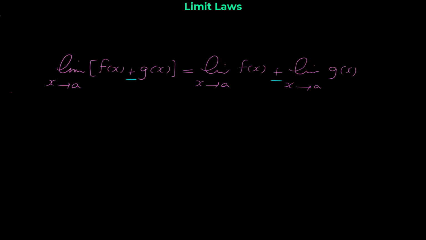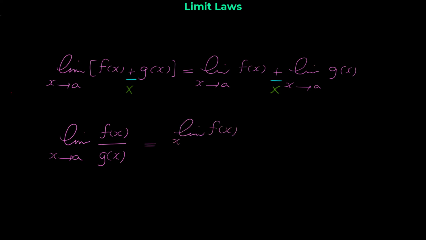So if we have limit of f of x times g of x, we can write it as limit of f of x as x approaches a times limit of g of x as x approaches a. What about division? We have almost the same rule for division. Limit of f of x over g of x when x approaches a can be written as limit of f of x when x approaches a over limit of g of x when x approaches a.